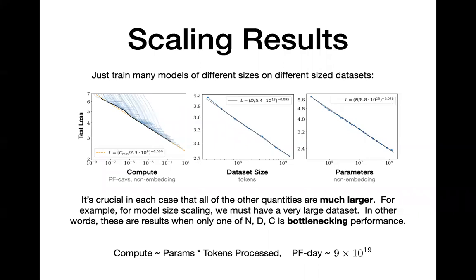Aaron asks, have you tried something like mixture of experts from Shazeer et al.'s paper to increase parameter count without increasing compute? That's a great question. I haven't tried it. I think it's an interesting avenue for research.